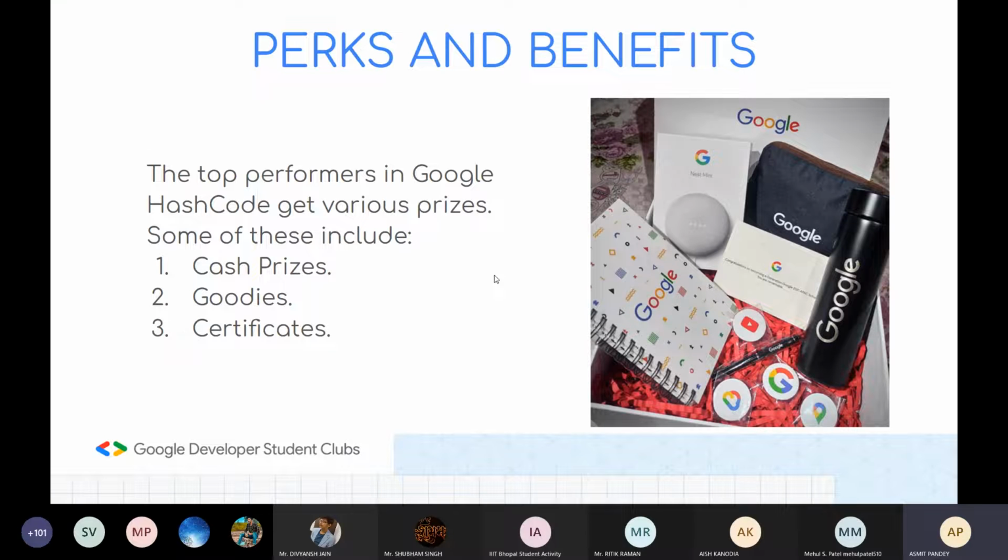So perks and benefits. The top performers in Google HashCode get various prizes. We all know that Google is very good at giveaways. It gives us a lot of benefits and it also gives us a lot of goodies and certificates. So cash prizes, goodies and certificates milenge.